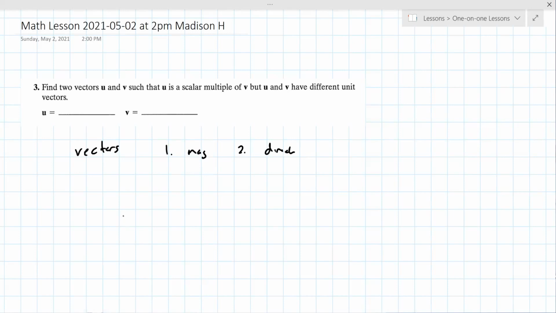Okay, so I'm going to create a vector u. u is going to be -4, -3, and then v is going to be 2 times u. So it'll be -8 comma -6. Okay.